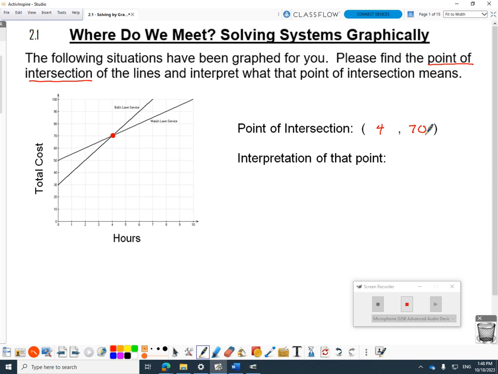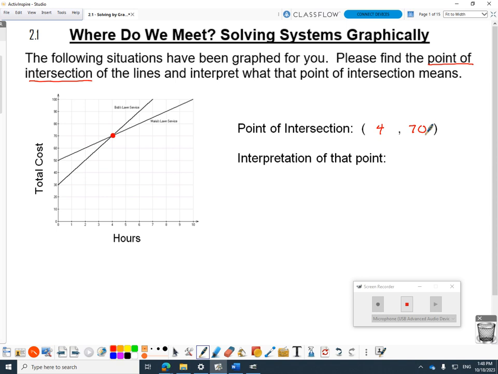Well, this is the whole lesson in a nutshell, I'm telling you. We're almost done. I mean, I'm going to do some extra examples to show off the details here, but what is going on there? What does 4 comma 70 mean in terms of Bob's lawn service and Maria's lawn service and their total cost? Joseph. The 4 is the number of hours, and 70 is where they meet at the same price. At the same price, yeah.